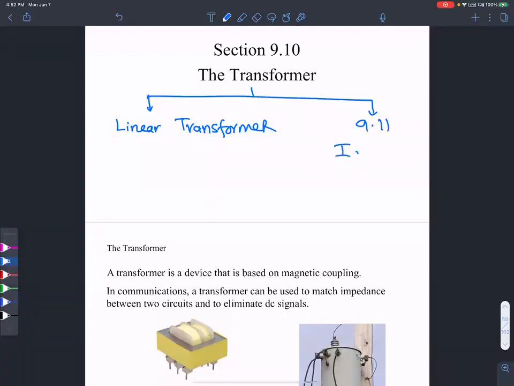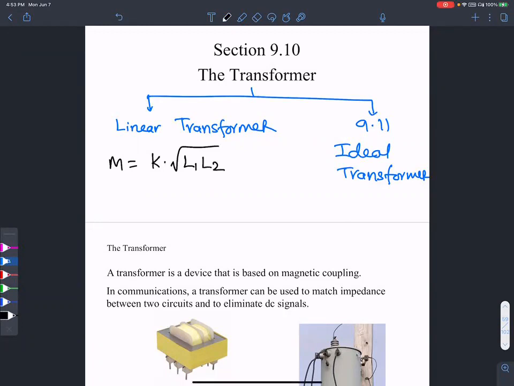911 is ideal transformer. Okay. So in here we use this M equals K times root L1 L2. In the ideal transformer, we make some assumptions. We make K equals 1. And we call L1 equals infinity, L2 equals infinity. And R1 equals 0 and R2 equals 0, and so on and so forth.